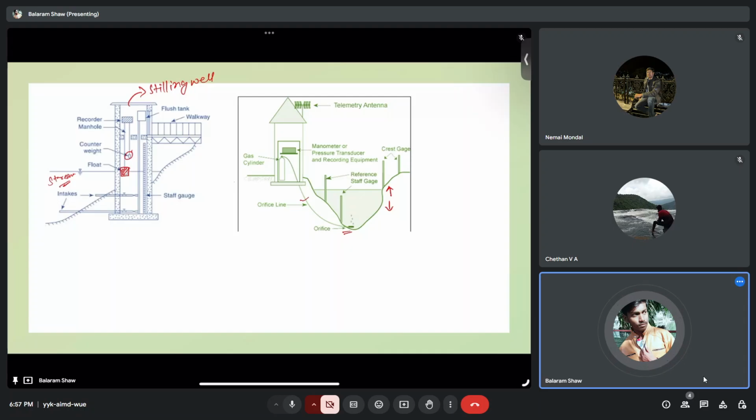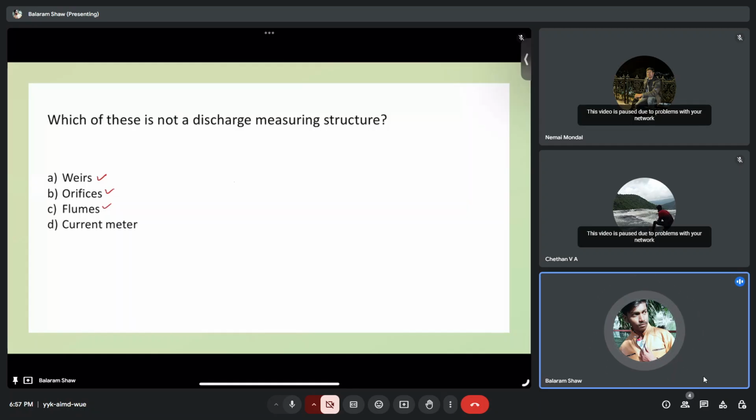Okay, this is done. The next question was: which of these is not a discharge measuring structure? We have this later, but I'll mention that weirs, orifices, flumes and all are hydraulic structures. But the current meter is used to get the velocity, which we'll see in some minutes. So for this question, the correct answer will be D, that is current meter.